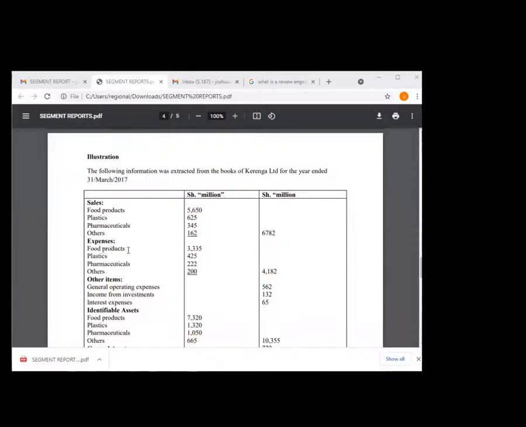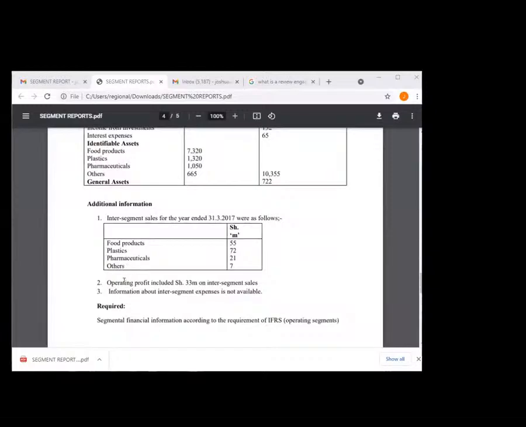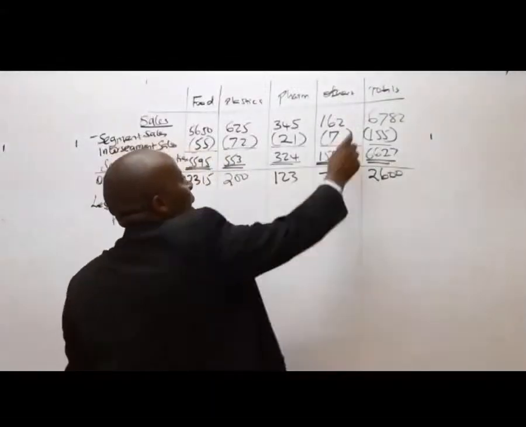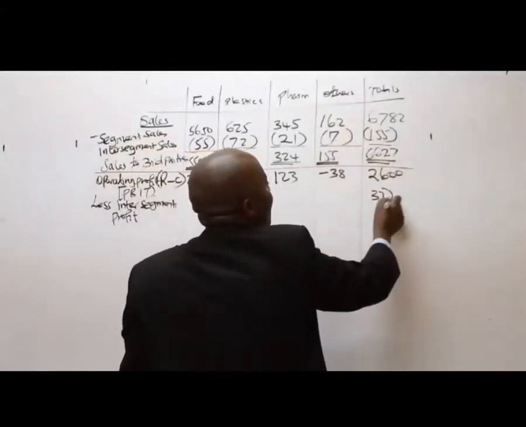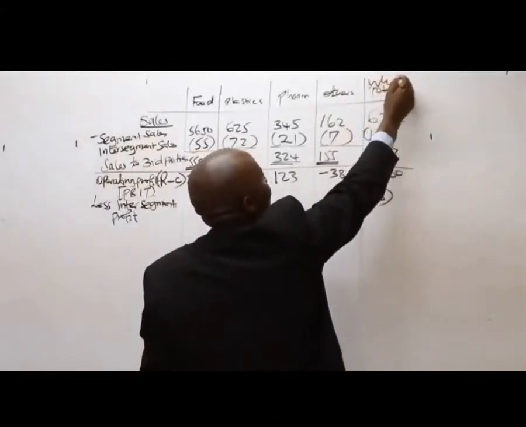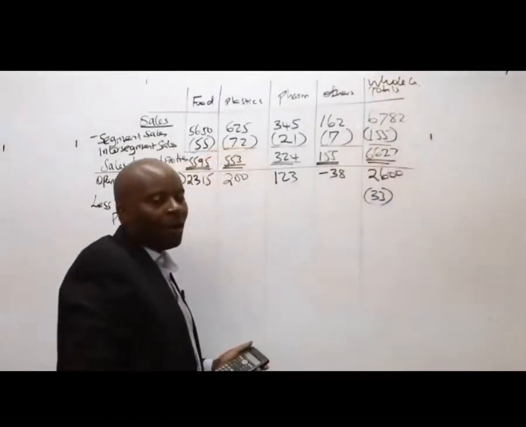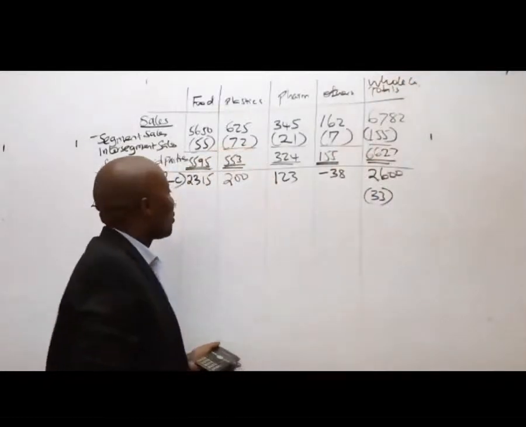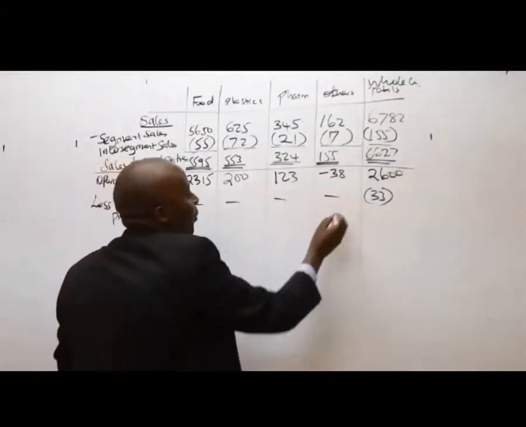So ladies and gentlemen, when you look at this table very cleanly, the only thing they've told us in note number 2 is that the operating profit included 33 on intersegmental sales. So this 33 is a total of the intersegments. They have not allocated this 33 to any particular segment. So this 33 will be subtracted here. Remember, this is for the whole company. There is nothing really given there.